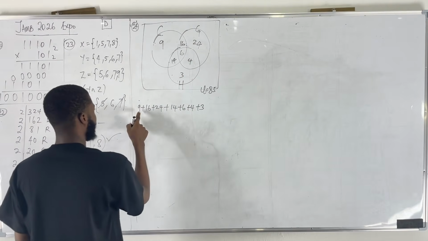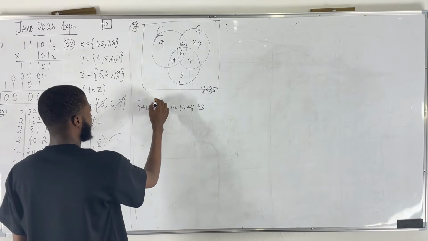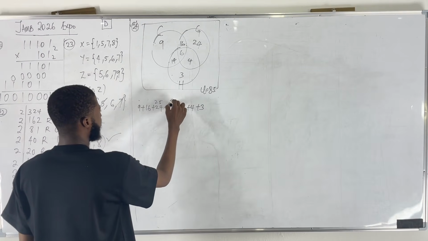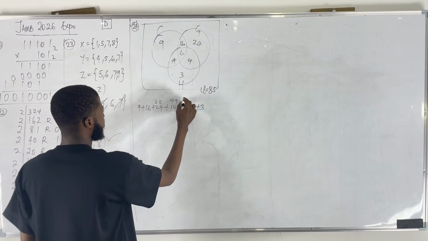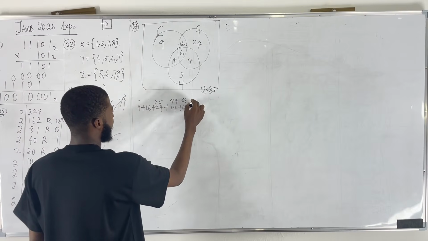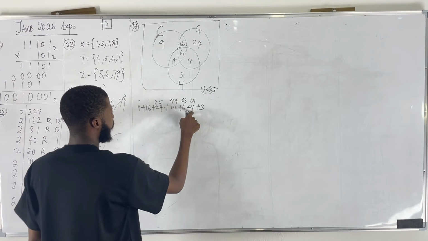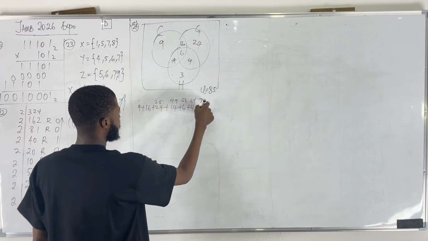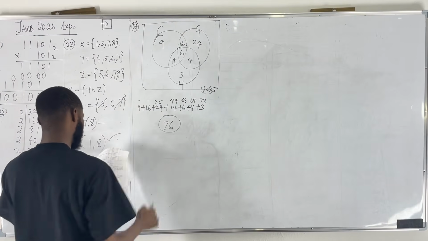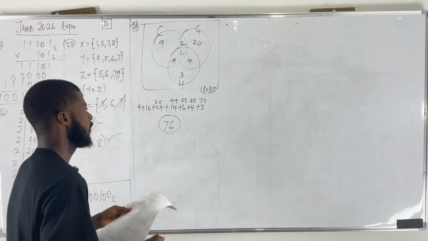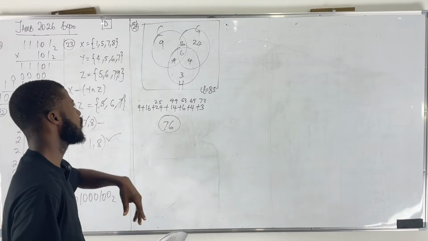Adding this will be a lot. So 9 plus 16 is 25. When you add 24, it is 49. 49 plus 14 is 63. 63 plus 6 is 69. 69 plus 4 is 73. 73 plus 3 is 76. So the answer will become C. 76 will be the final answer to the question.